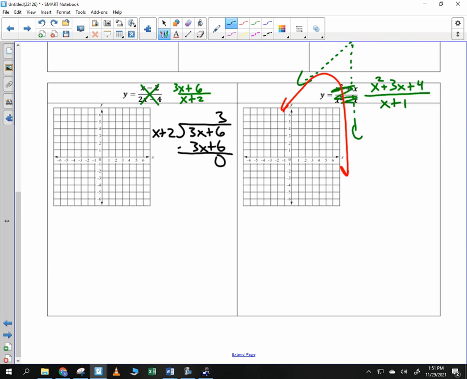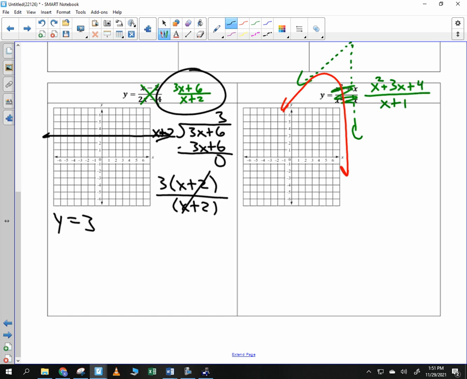Here's what the graph looks like. When we divided, what did you come up with? 3. And would you agree you could have taken this from the very beginning and said 3 times x plus 2 over x plus 2 and just seen that they would cancel? So it turns out that this wants to just look like y equals 3. What does that look like? Looks like that.